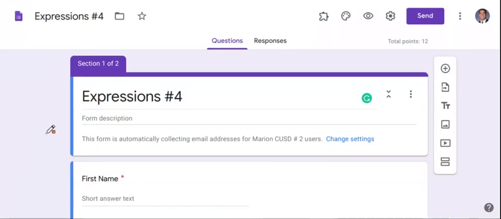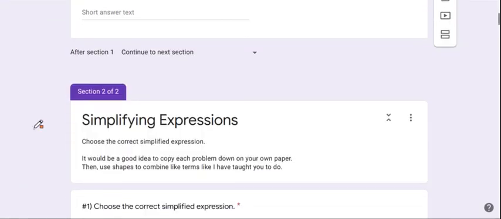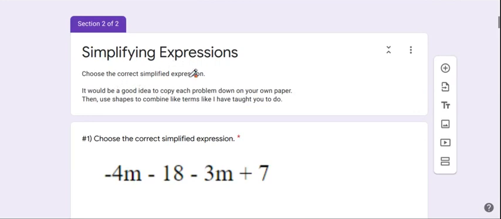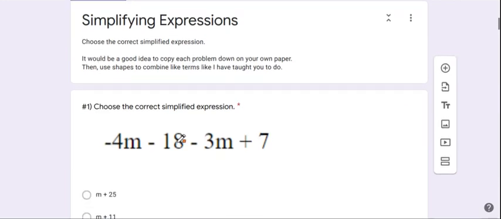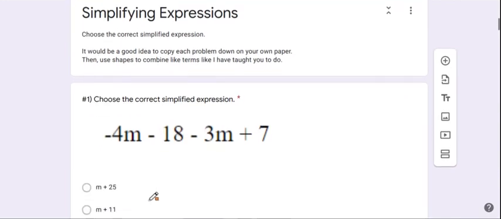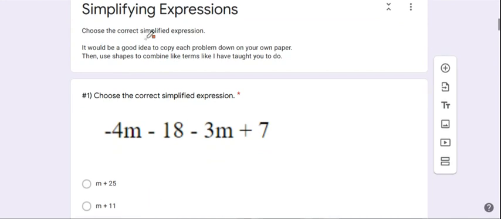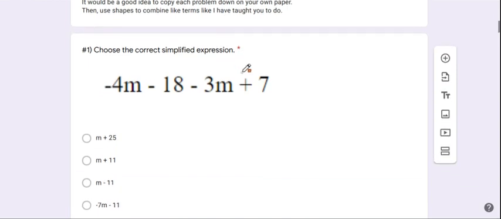Okay, eighth grade, I am here in expressions number 4, Google form. You're going to simplify each expression. Okay, you have an expression, you got a multiple choice selection here. We got to choose the correct simplified expression. And so I have a note here that it would be a good idea to copy down each problem on your paper and then use shapes to combine the like terms like I've taught you to do.